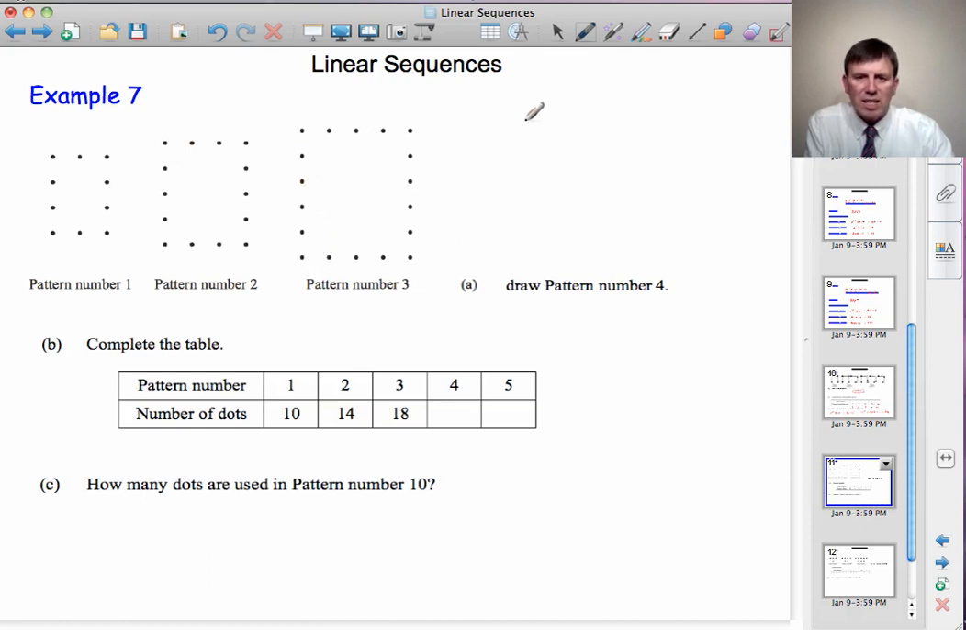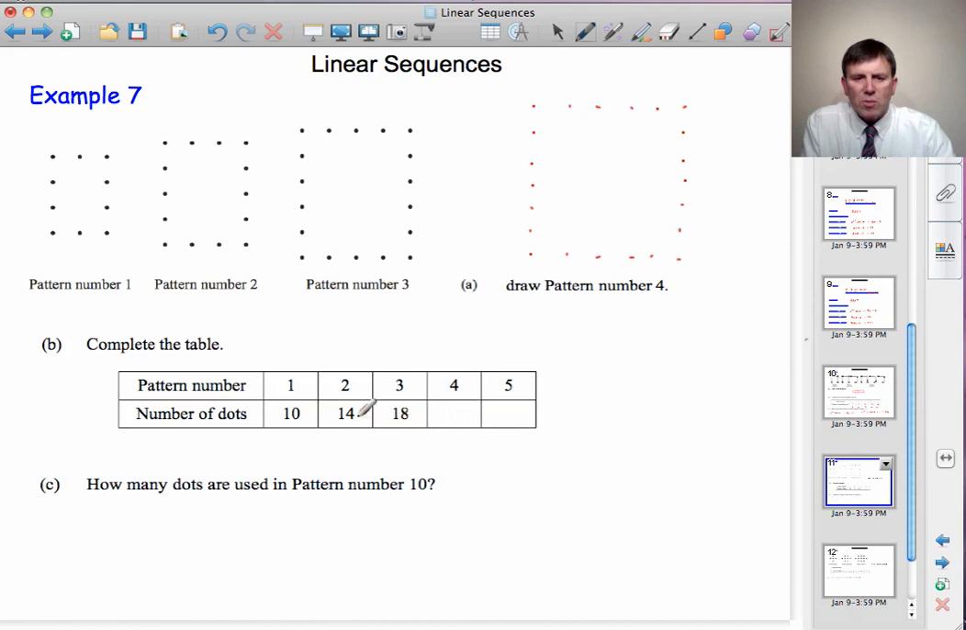So I'm going to want 7 down the side, 1, 2, 3, 4, 5, 6, 7. And instead of 1, 2, 3, 4, 5 along the top, I want 6. 1, 2, 3, 4, 5, 6. 7 down the side, 1, 2, 3, 4, 5, 6, 7. And 6 along the bottom, 1, 2, 3, 4, 5, 6.